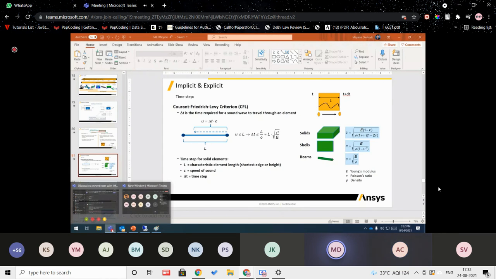Sir, since you have explained about the time step, does it mean that the time step will change between any two nodes? Like it will not be the same for all the nodes, isn't it?